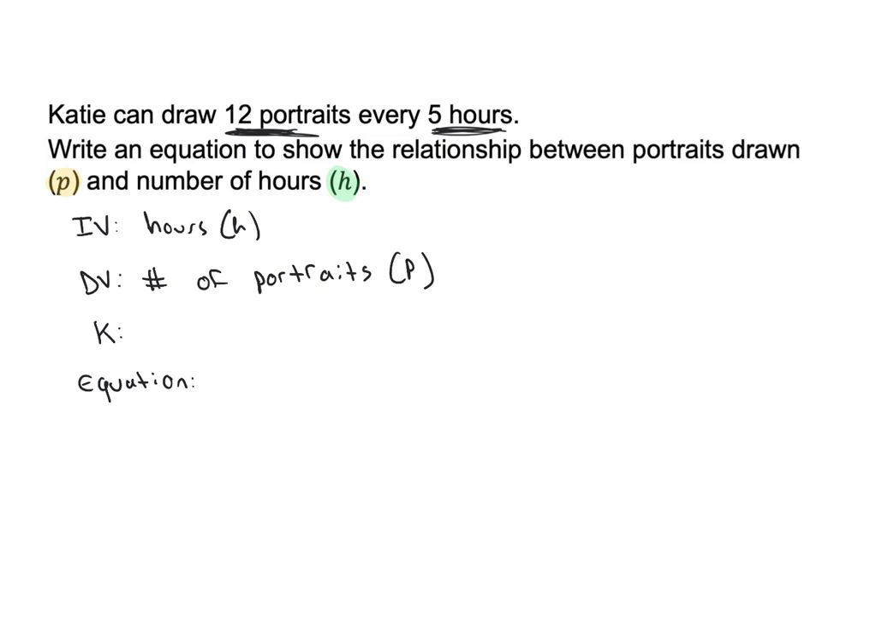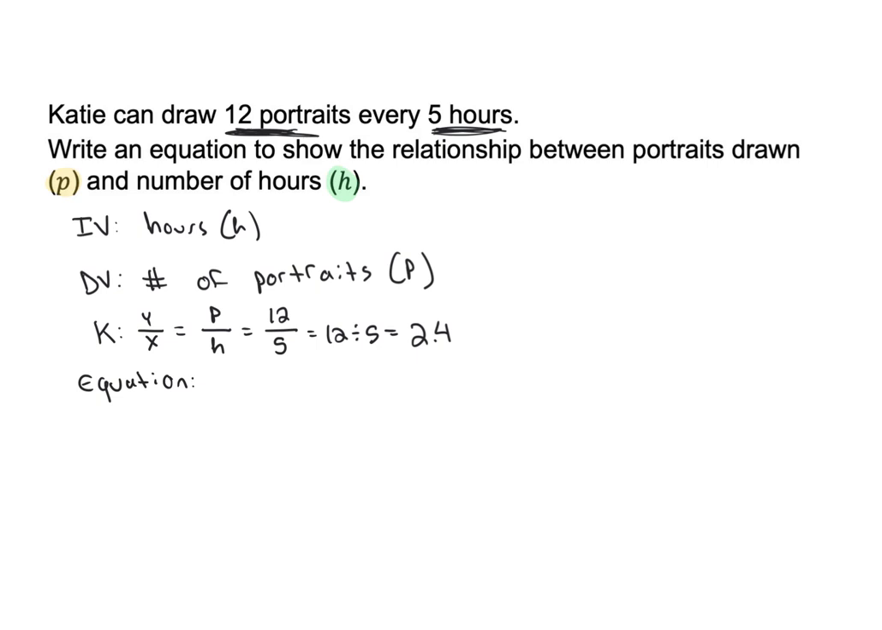And since K is the ratio of our dependent variable over our independent variable, we can set this up as our K is going to be the ratio of the number of portraits drawn divided by the number of hours working. And that will get us that unit rate of portraits per hour. So we're going to say 12 divided by 5, which equals 2.4. So what that means is 2.4 portraits per hour.